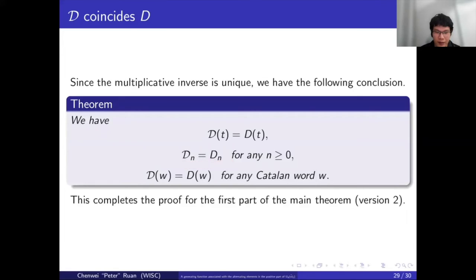We also write QD sub n and D sub n as linear combinations. So the coefficients in these linear combinations, namely QD of W and D of W, are also the same for any Catalan word W. So now our proof for the first part of the main theorem is done.